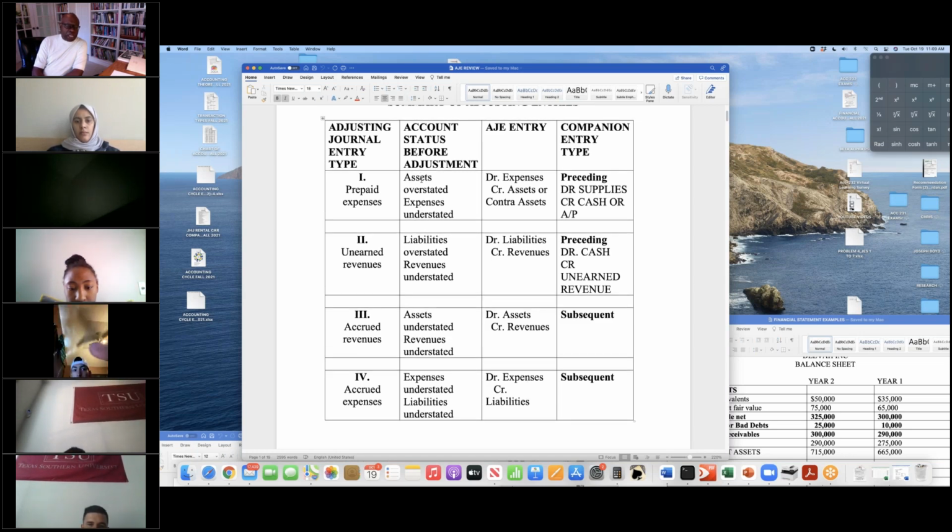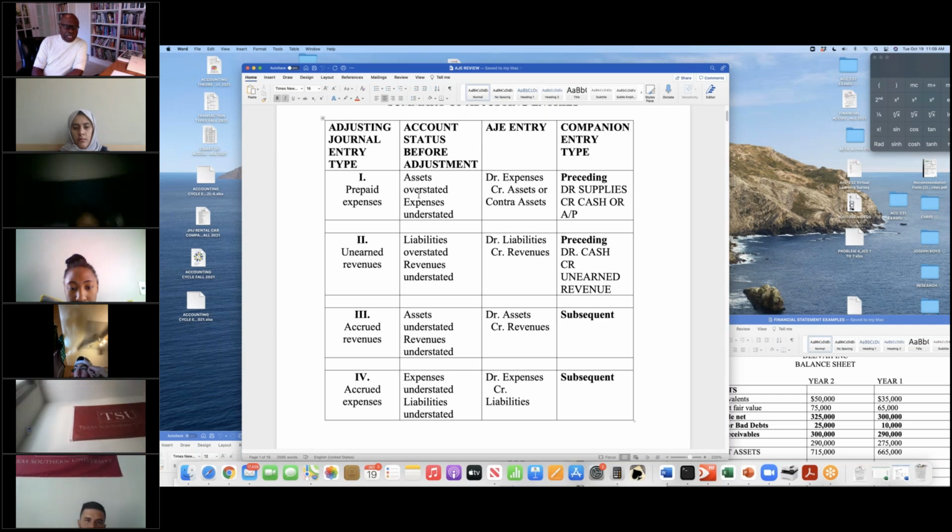I think I asked this last time on the account status before the adjustment. So on prepaid expenses, assets are overstated, expenses are understated until you make the AJE. On unearned revenues, liabilities are overstated, revenue is understated until you make the AJE. And we'll talk about 3 and 4.